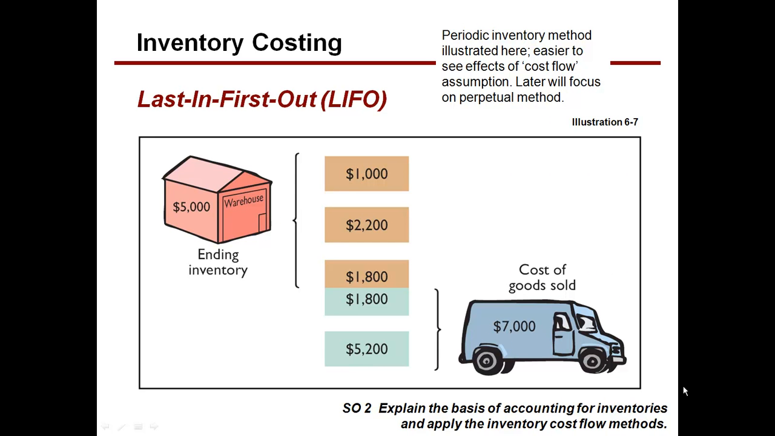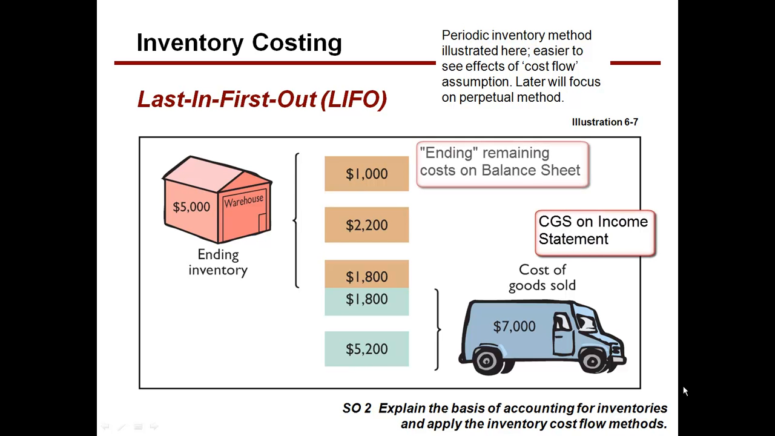Again, a graphic showing the LIFO, that the layers purchased last, 5,200, 1,800, are assumed to be sold first, and therefore the earlier layers stay in inventory, comprising $5,000 of total ending inventory versus $7,000 of cost of goods sold expense in the income statement. Remember, again, those both total $12,000 as a check. Total available pool must equal the allocation between ending inventory costs and cost of goods sold.